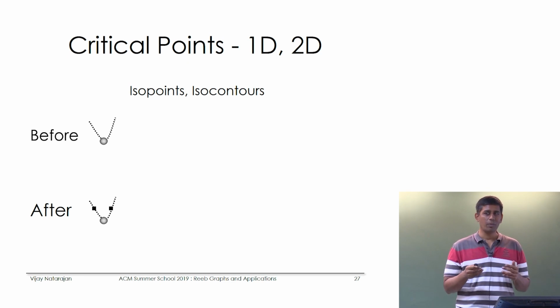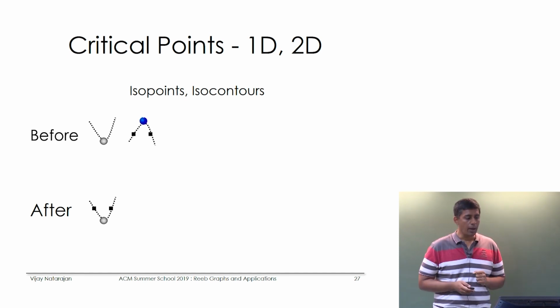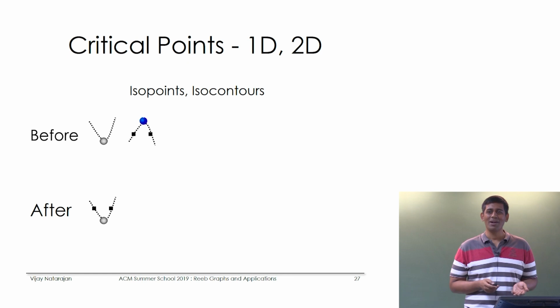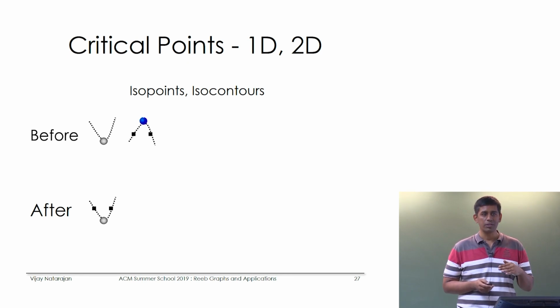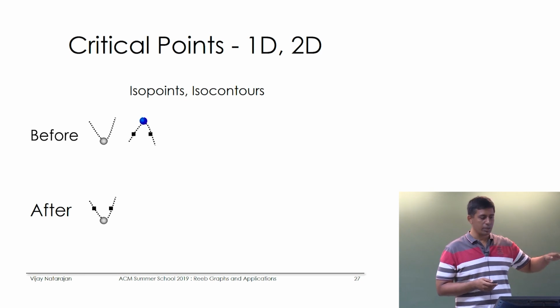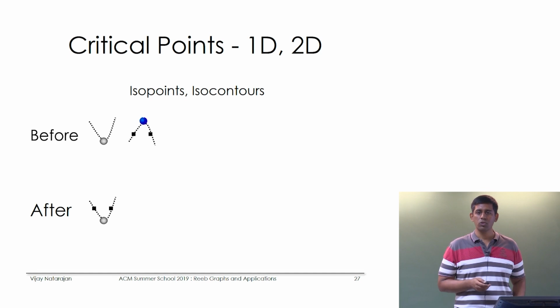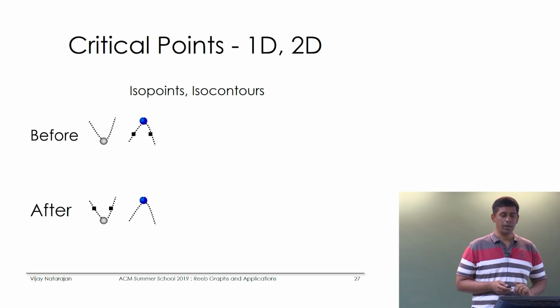If something is not clear, please ask me so that we can clarify that before we go forward. Next, maximum. Once you understand minimum, the maximum becomes easy. The before picture is you have two iso points. Remember here the height function is what we are using. So before, two iso points; after, none.